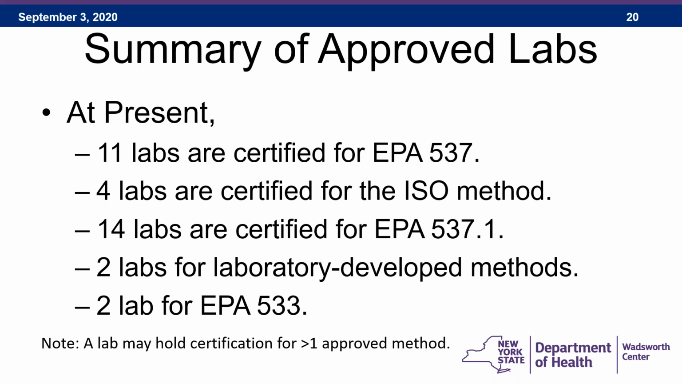And so, a summary of our approved labs. At present, we have about 11 labs certified for EPA 537. 4 labs are certified for the ISO method, although that's become obsolete, and most of the labs who are certified for either 537 or 537.1, we're going to most likely recommend them to just drop the certification for the ISO method and take it off the books because it's rarely used. We have 2 labs certified for laboratory developed methods, and we have 2 labs for EPA 533. And just to note that some labs hold multiple method certifications. So they might hold 537.1 along with EPA 533.